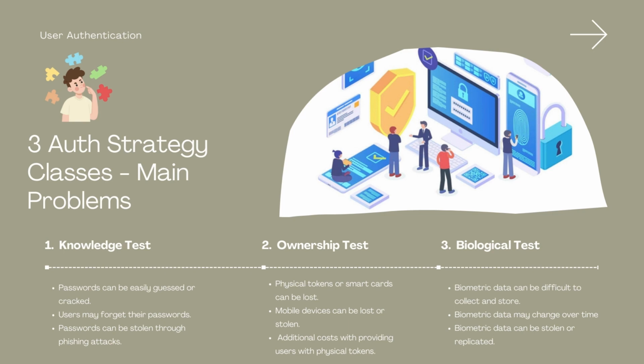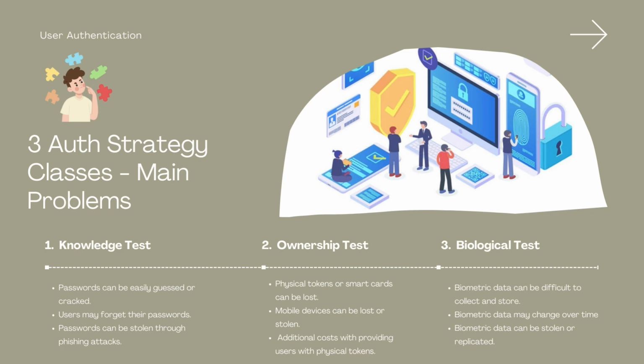For the knowledge test, passwords can easily be guessed or cracked, especially if they are weak or commonly used. Also, users may forget their passwords, leading to frustration and loss of access. On the second strategy class, which is the ownership test, major issues include that physical tokens or smart cards can be lost, stolen, or damaged. Mobile devices can be lost or stolen, and there are also additional costs associated with providing users with physical tokens and smart cards.